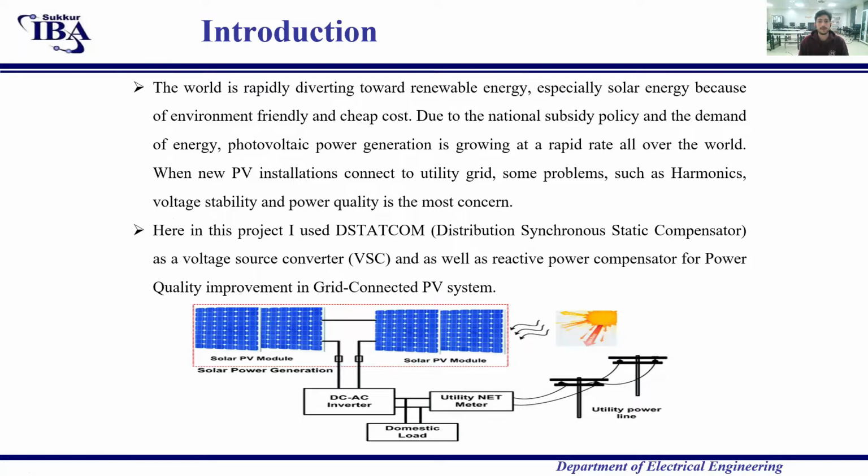As we know, the world is rapidly diverting toward renewable energy, especially solar energy, because of its environment friendly and cheap cost. Due to the national subsidy policy and the demand of energy, photovoltaic power generation is growing at a rapid rate all over the world. When new PV installations connect to utility grids, problems such as harmonics, voltage stability, and power quality are the most concern. Here, in this project, I use DSTATCOM, distribution static synchronous compensator, as a voltage source converter as well as a reactive power compensator for power quality improvement in grid connected PV system.